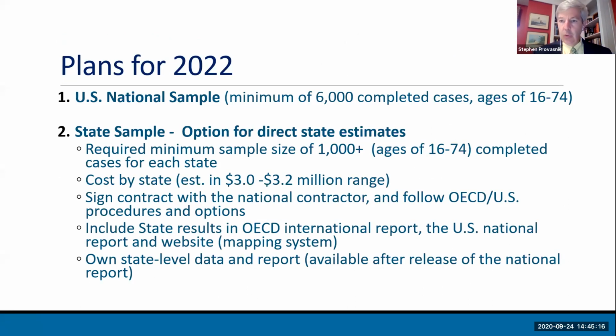The plans for the next round of PIAAC, which is referred to as Cycle 2, are that we will have a national sample. The national sample has been delayed because of the coronavirus by 1 year. We would have gone into the field in 2021. Now we will be going into the field in 2022, if all goes well. And the idea is that we would aim for about 6,000 completed cases. That is far smaller than the almost 13,000 cases that Tom mentioned went into the development of the PIAAC Skills Map. However, that is the amount that we would need for a national sample.